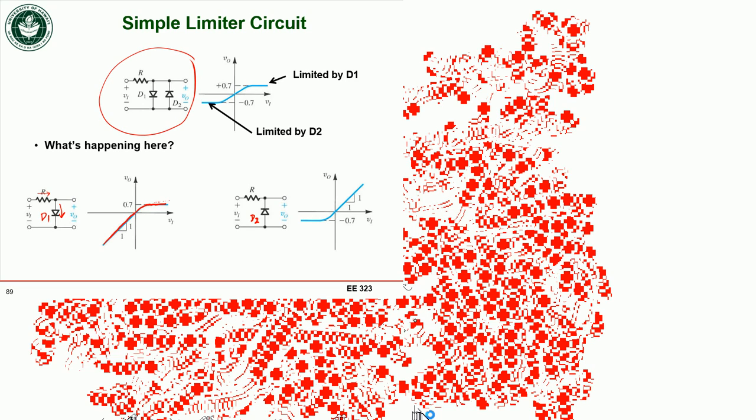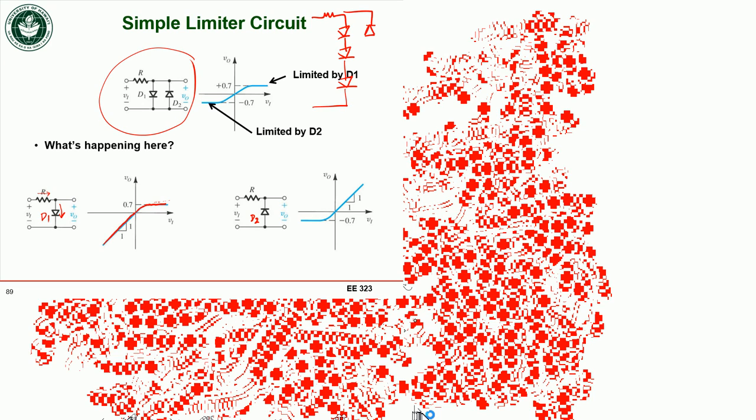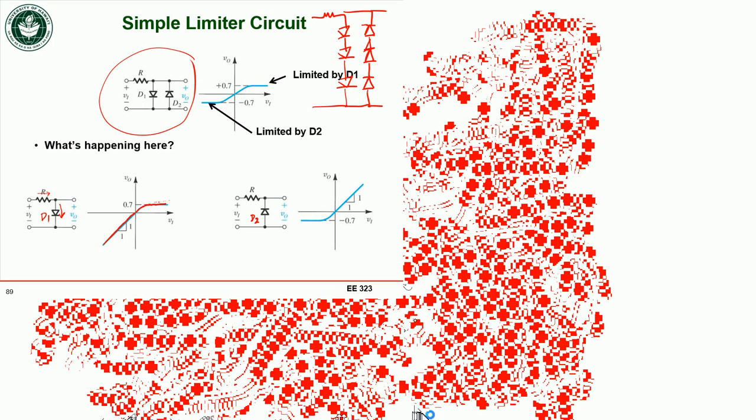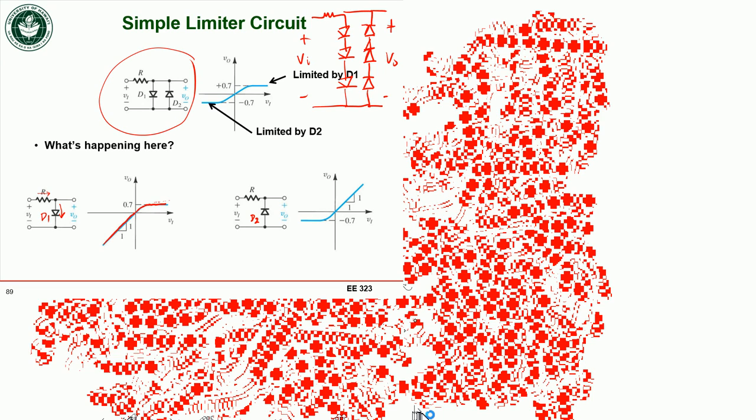So if I redid this circuit, but I did this. Sorry, this is a third reverse bias diode here. So this is now my output, and this is my input. Okay, what's my peak output voltage now?